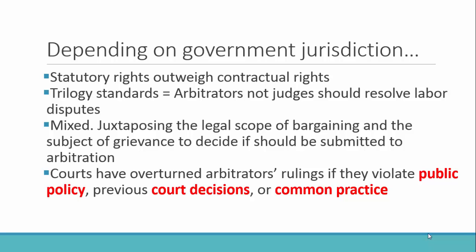In addition, arbitrators, not judges, should resolve labor disputes. A mixed option is juxtaposing the legal scope of bargaining and the subject of grievance to decide if it should be submitted to arbitrators. Courts have overturned arbitrators' rulings if they violate public policy, previous court decisions, or common practice. Even though arbitrators should resolve labor disputes, if it is proven that the arbitrator has violated public policy, previous court decisions, or common practice, courts can overturn their decisions.